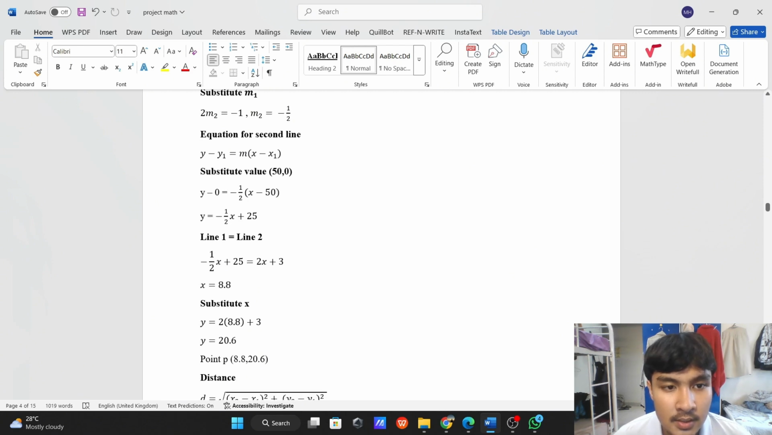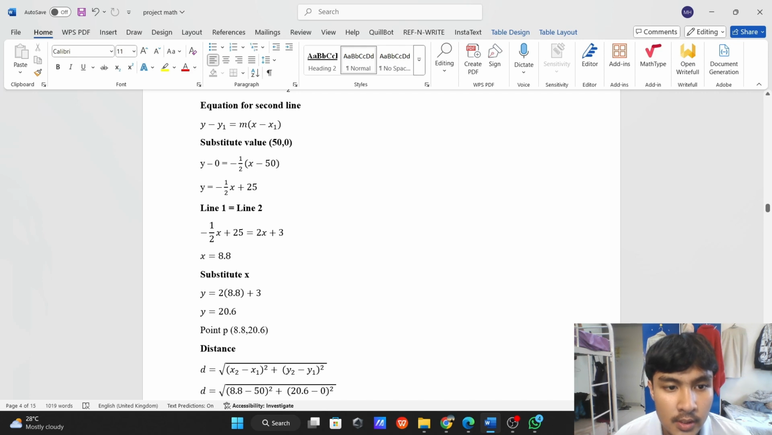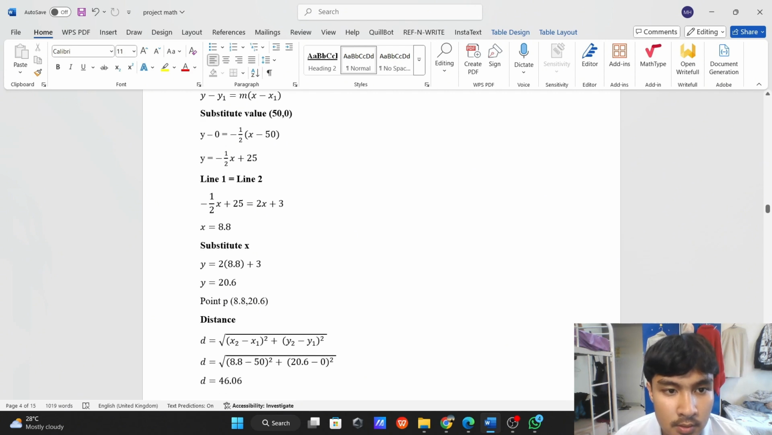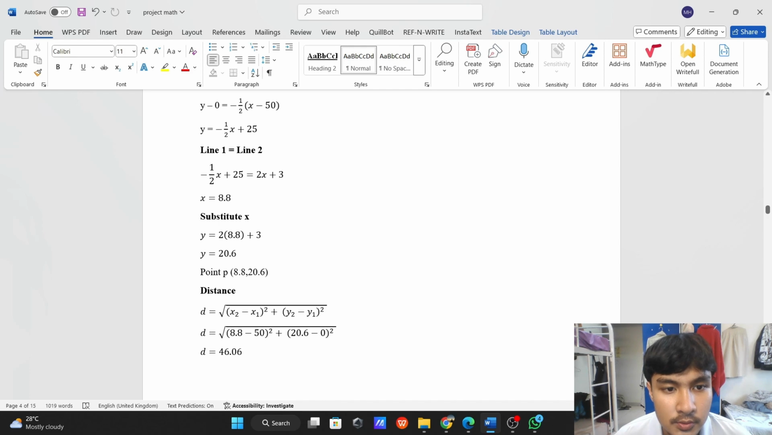For the second line, we use y minus y1 equals m times (x minus x1). We substitute the value (50, 0). We got the answer y equals negative 1 over 2 x plus 25. So we got two equations. Line 1 equals line 2. We got x equals 8.8.